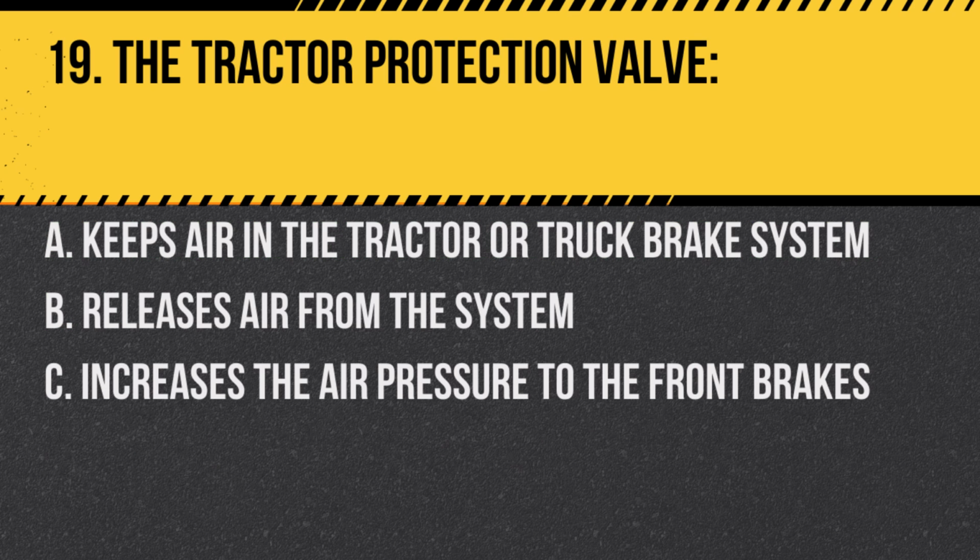Question 19. The tractor protection valve. A. Keeps air in the tractor or truck brake system. B. Releases air from the system. C. Increases the air pressure to the front brakes. Answer. A. Keeps air in the tractor or truck brake system. It prevents air loss if the trailer breaks away.